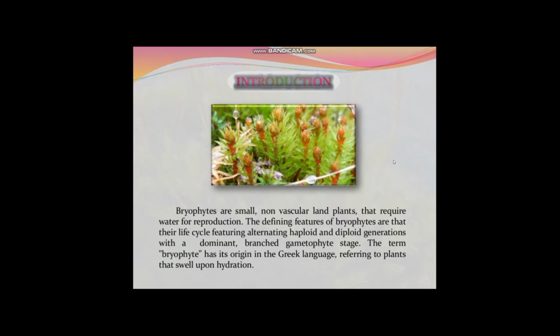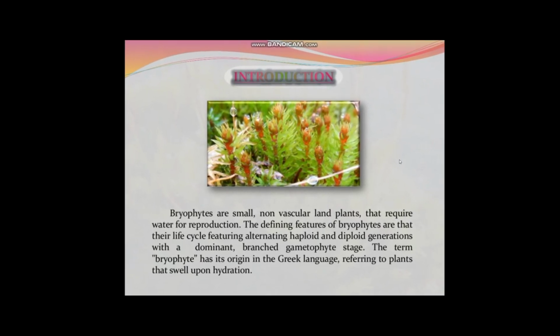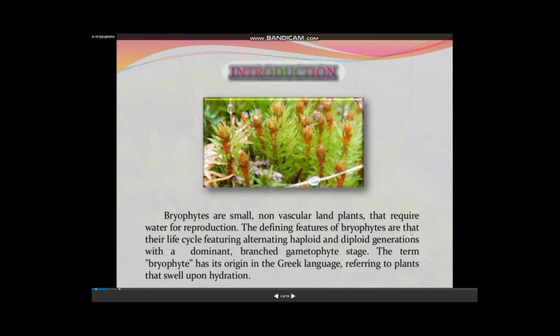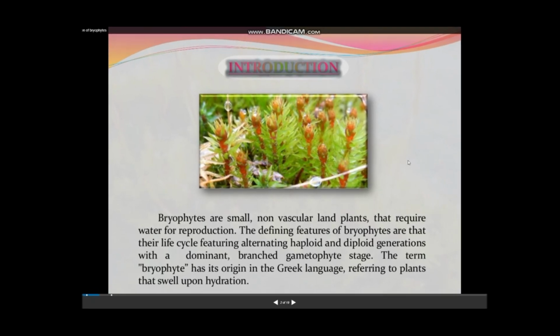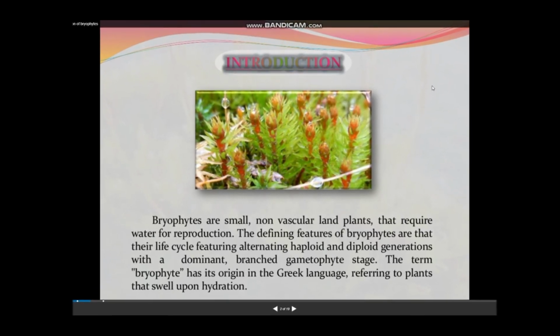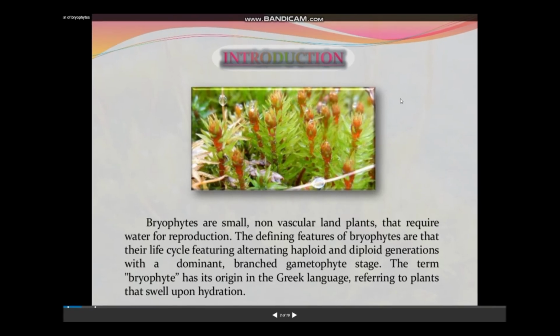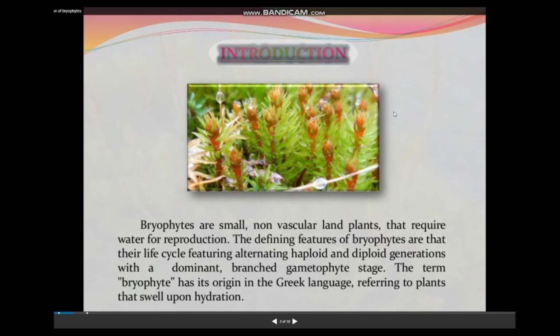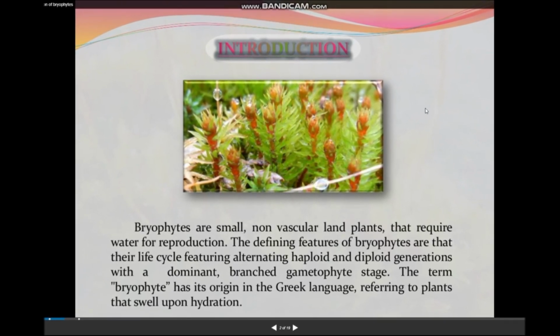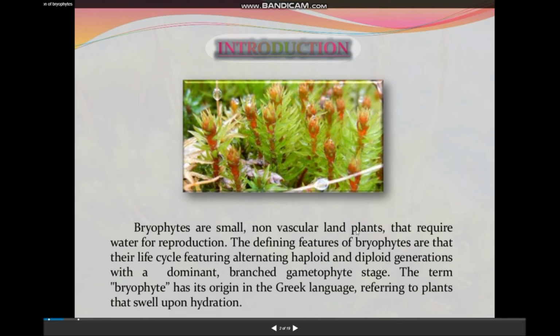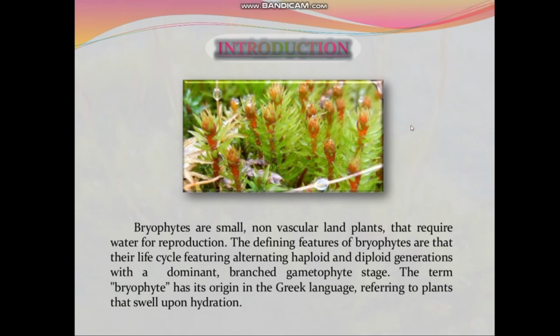Today's topic is origin and evolution of bryophyta. Bryophyta are small, non-vascular land plants. They require water for reproduction, and the defining feature of bryophytes is that their life cycle features alternating haploid and diploid generations with a dominant branched gametophytic phase. The term bryophyta has its origin in the Greek language, referring to plants that swell on hydration.